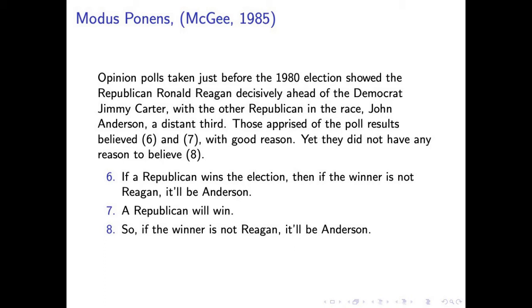So if a Republican wins the election, then if the winner is not Reagan, it'll be Anderson. Or a Republican will win. So if the winner is not Reagan, it will be Anderson. And so the observation is just supposed to be that, look, you know that if the winner is not Reagan, it will be Carter. He is the second best ranked. So it seems like, given that you know that, the conclusion in H should not be accepted.